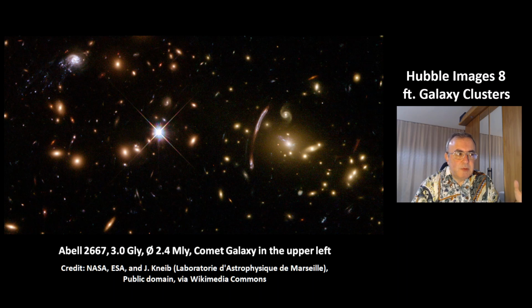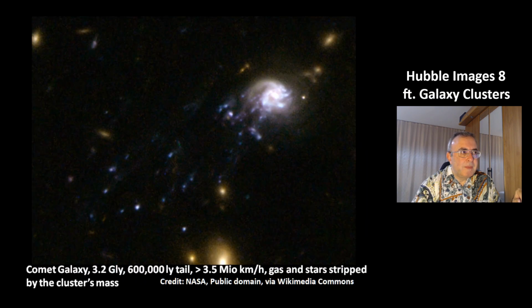This is Abell 2667 at a distance of 3 billion light years. It has a diameter of 2.4 million light years. And this upper left, that's called the Comet Galaxy. And this is why it's called Comet Galaxy, because it has a 600,000 light years long tail.